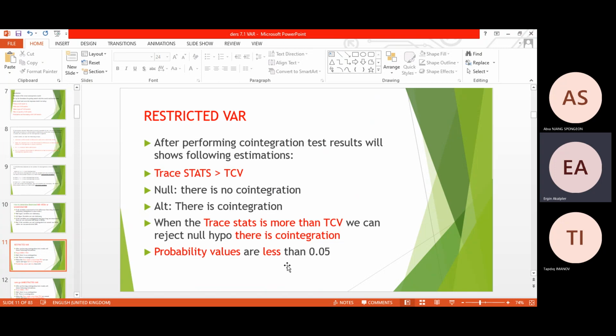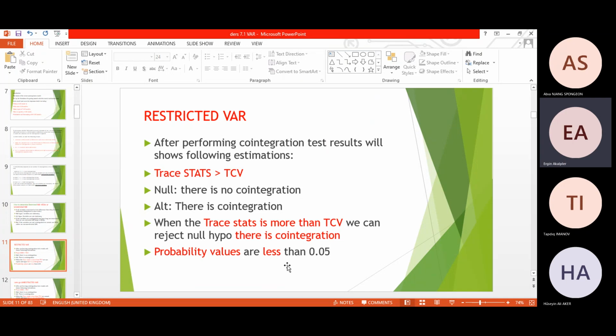And when the trace statistic is more than the test critical value, we can reject the null hypothesis. There is co-integration. The probability value is supposed to be less than 0.05.